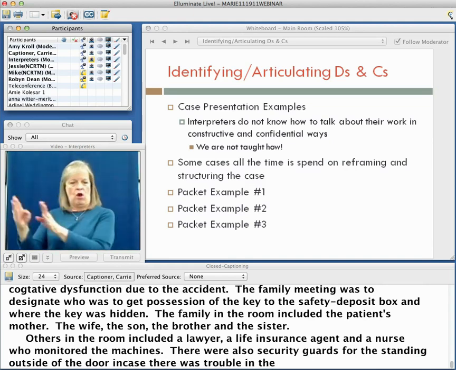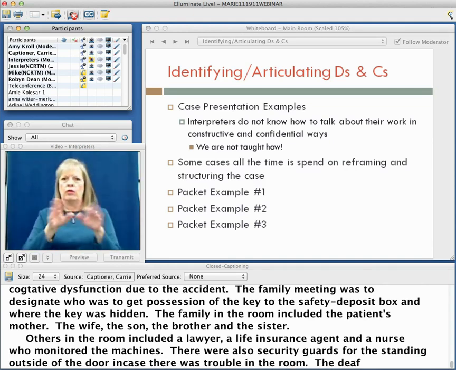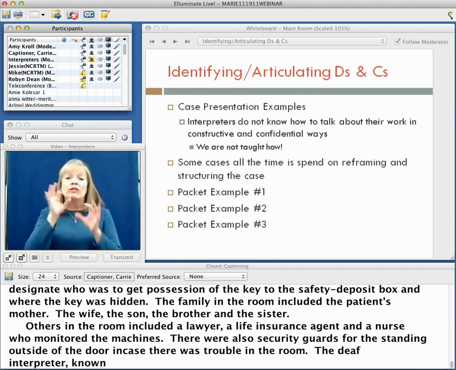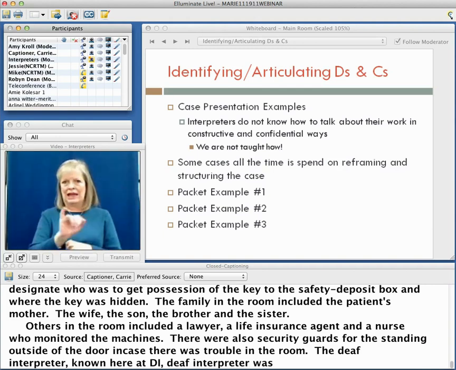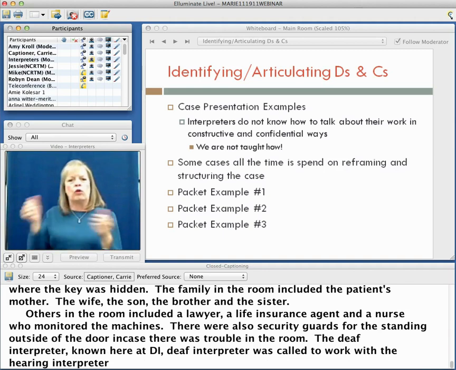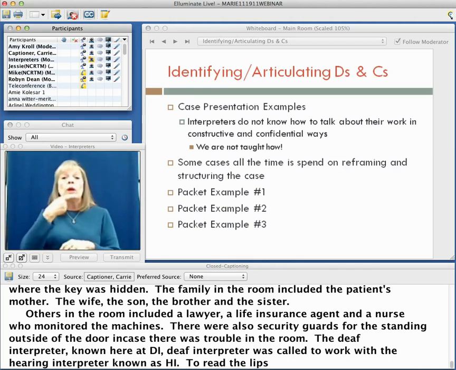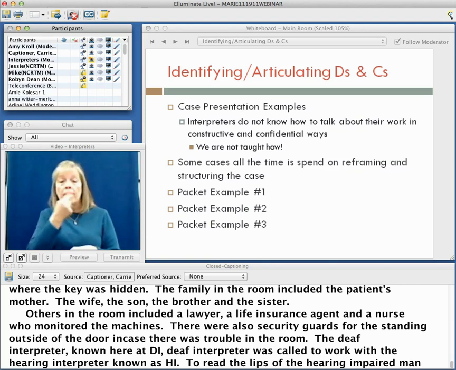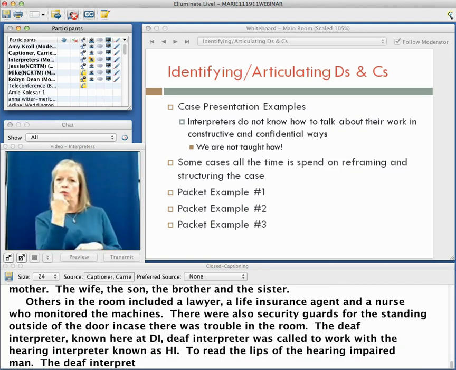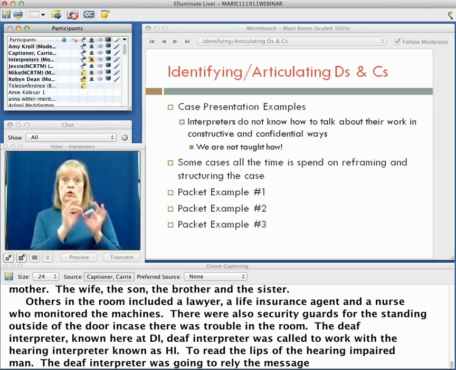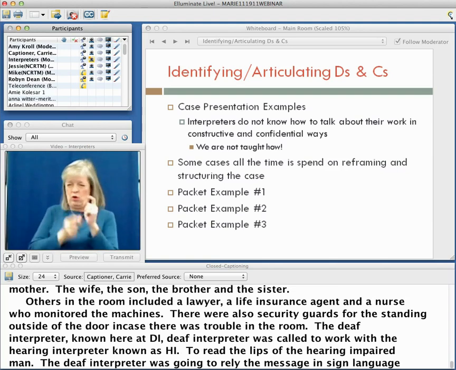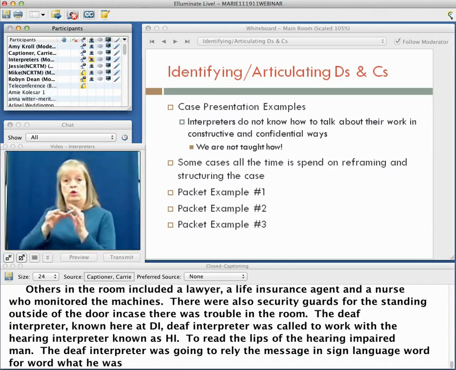The deaf interpreter, known here as DI, was called to work with a hearing interpreter, known as HI, to read the lips of the paralyzed hearing man. The deaf interpreter was going to relay the message in sign language, word for word, what he was lip reading, to the hearing interpreter, who would then voice it into spoken English.